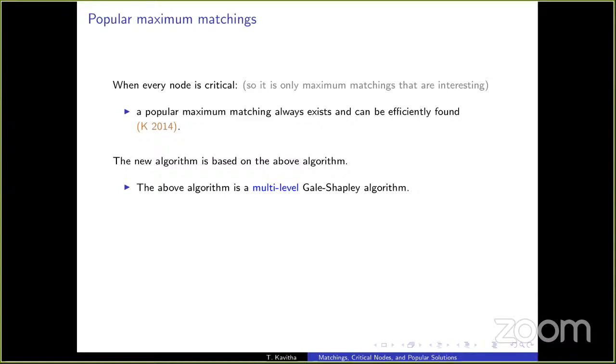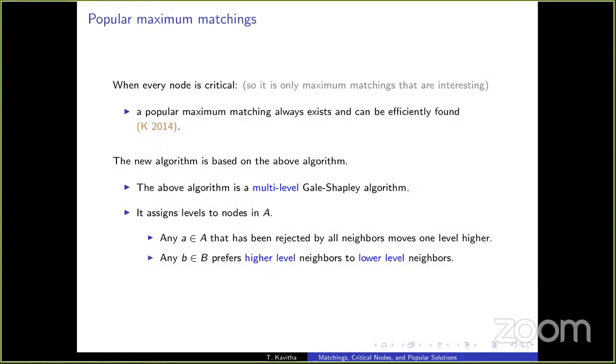Recall the Gale-Shapley algorithm. It's very simple. Nodes in A propose and nodes in B dispose. So in this algorithm, every node in A has a level assigned to it. To begin with, all nodes are in level 0. Let's run the Gale-Shapley algorithm. Nodes in A that get rejected by all neighbors promote themselves one level higher. Nodes in B will prefer higher level neighbors to lower level neighbors. So these rejected nodes, which are now at a higher level, may find partners, and so the Gale-Shapley algorithm continues.